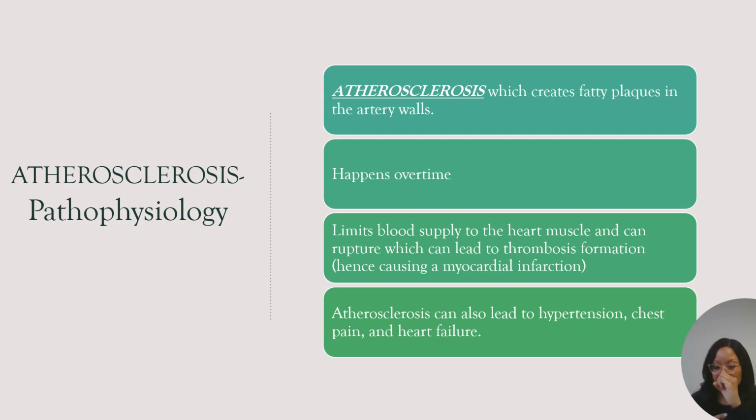We don't want it to have fat build up all around it, and then when it's time for the blood to go through, the blood can barely go through. So the biggest takeaway from this slide is that atherosclerosis limits blood supply to the heart muscle. It also can lead to hypertension, chest pain, and heart failure, which we'll talk about later on.